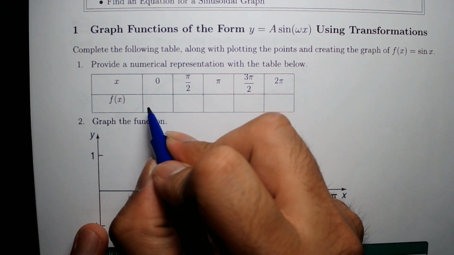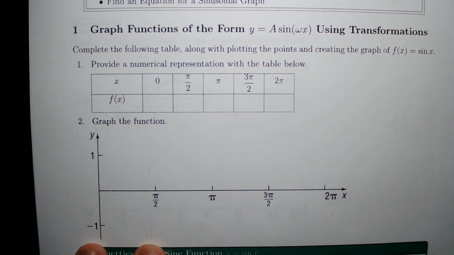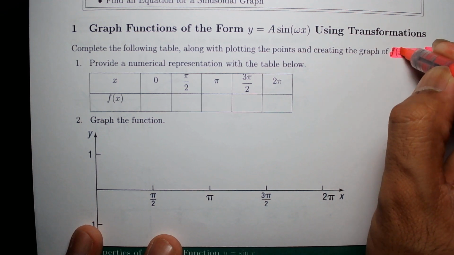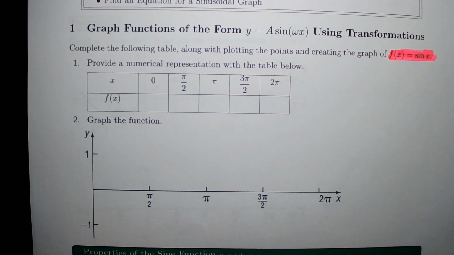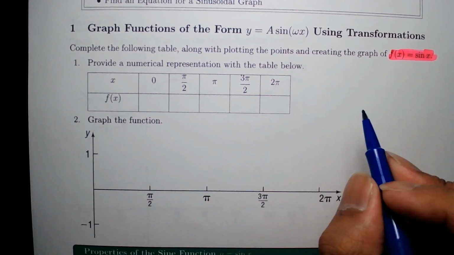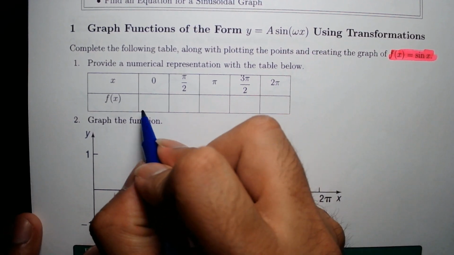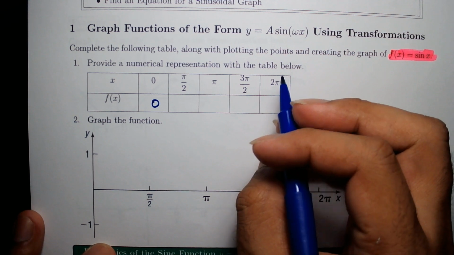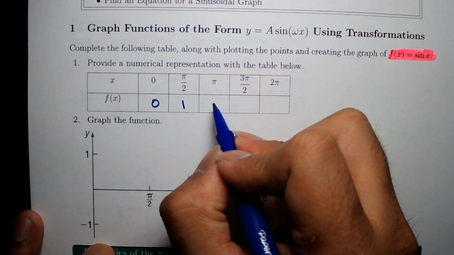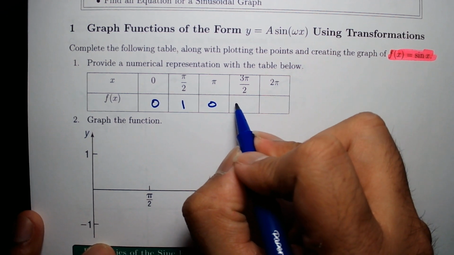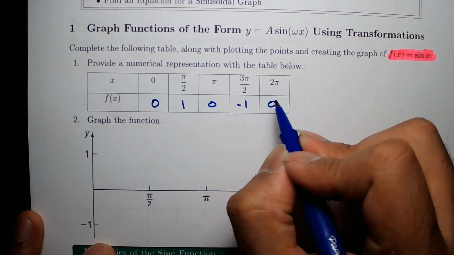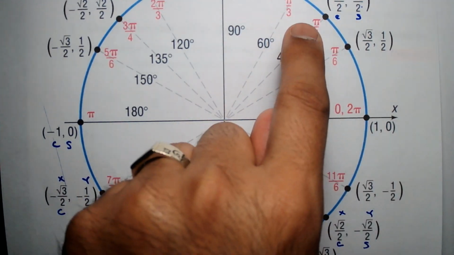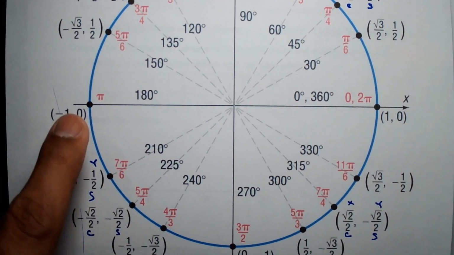Okay, so let's make a table of values. In this case we have the function f of x equals sine of x, and I'm going to make a table of only the representative values. Of course, there's more that we can fill in. Sine of 0 is 0, sine of pi over 2 is 1, sine of pi is 0, sine of 3 pi over 2 is -1, sine of 2 pi is 0. These values, of course, you can get from the unit circle: sine of 0, sine of pi over 2, sine of pi, etc.